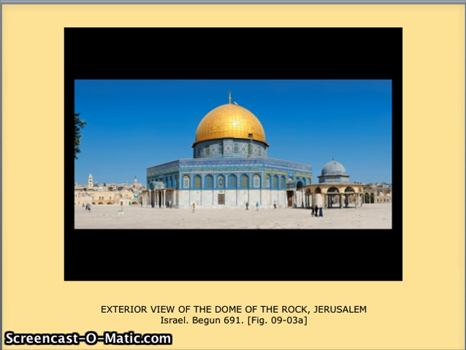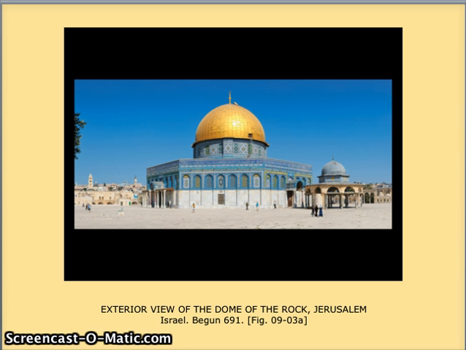Now let's talk about the Dome of the Rock. It's built in Jerusalem on a rocky outcropping that is sacred to all three of the major religions, Christianity, Judaism, and Islam. And yet in the year 691, this shrine was built. It was built by Byzantine architects, but is definitely a Muslim shrine.